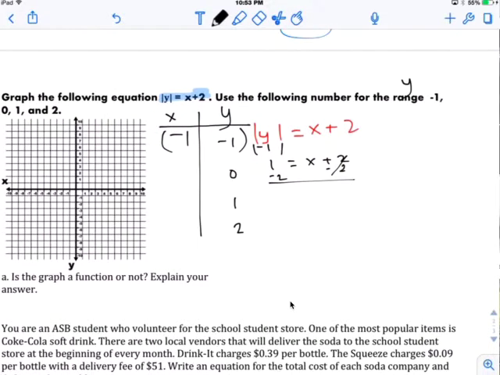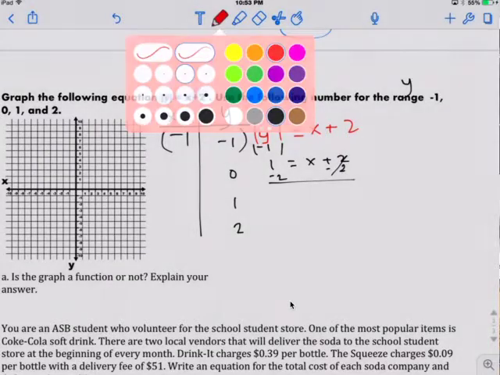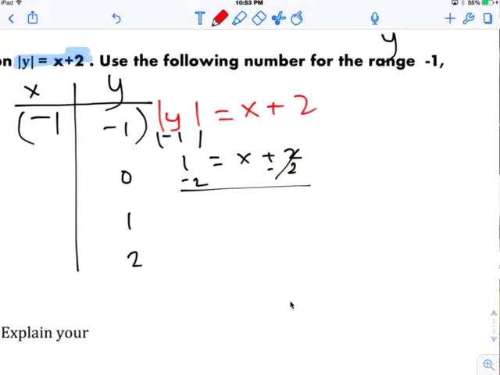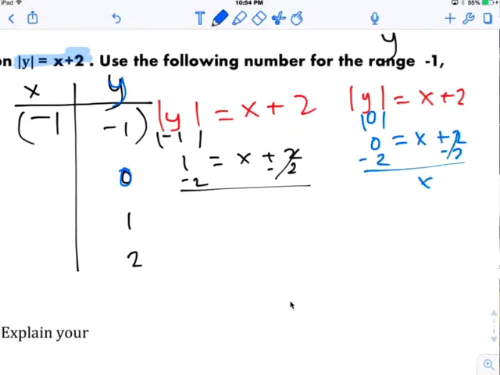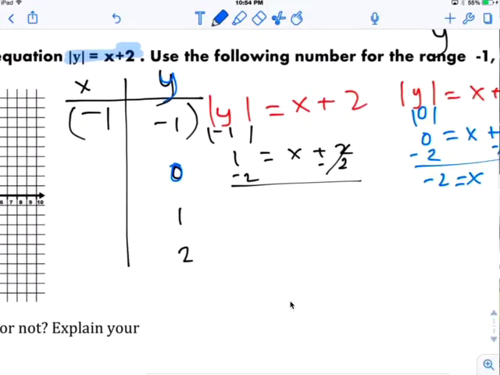I'm going to do the 0 right here. Next is y is 0. So the absolute value of y equals x plus 2. We're going to put in 0 next. Okay, I'm going to use blue for y. Y is now 0. So put 0 there. Absolute value of 0 is 0 equals x plus 2, minus 2. X then equals -2. So -2 is right here.